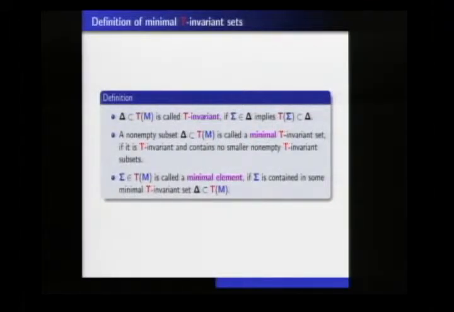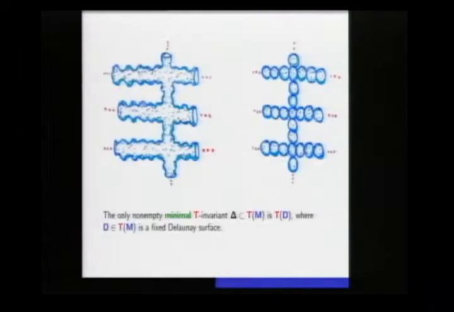In particular, for a minimal t-invariant set, all the elements of a minimal t-invariant set are minimal elements of T of m. Okay, so let's go back to our example here. Let's try to figure out what the minimal t-invariant subsets of T of m are. We already decided that for the elements of T of m, there are two kinds of surfaces. There is this surface, gotten by translating, or there's a Delaunay surface. Those are the only limits.